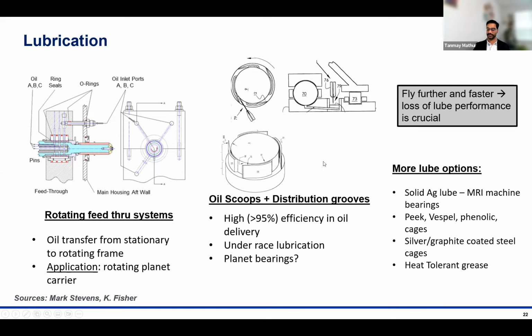And then, of course, there are more options around having solid lubricant and doing away with or somehow compensating for the lack of the oil itself. The cages of these bearings are made with materials that can serve as lubricants in case of extreme events. Delivering oil with higher efficiency enables you to fly further and faster, and that is critical for loss of loop performance.